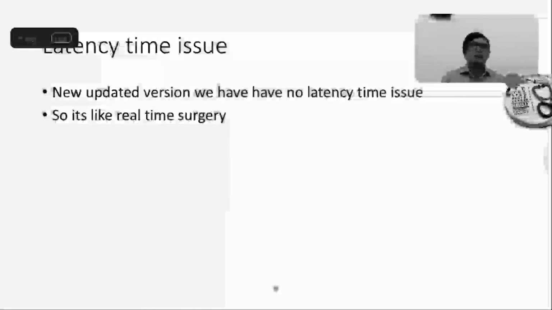There are some latency time issues. It was previously there. That means when you're seeing something and doing it, sometimes a fraction of a second, you feel that it is not real time. But that problem is now solved in our new version, which we are using in Bangladesh Eye Hospital. The new updated version has no latency time, so it's like a real time surgery you are doing. So you don't have any problem when seeing in the monitor while doing the surgery.